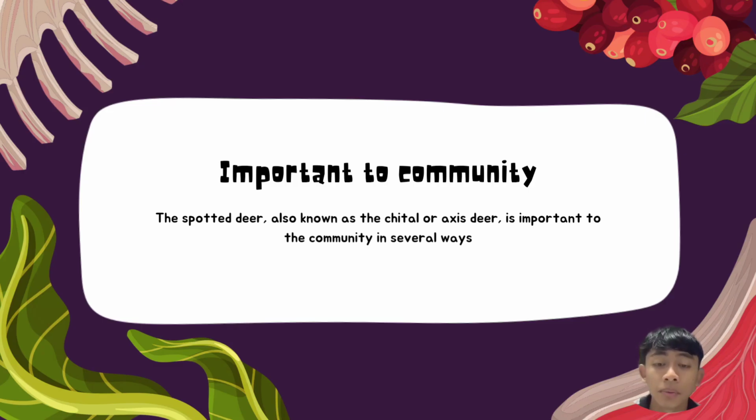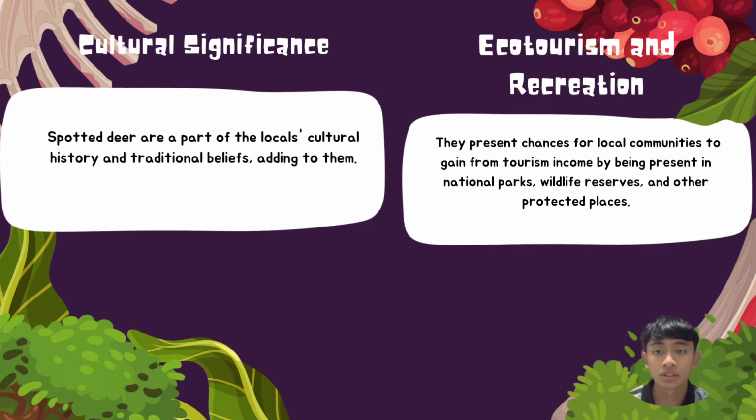So what is important to the community? The spotted deer, also known as the chital or axis deer, is important to the community in several ways. First, we have cultural significance. Spotted deer are a part of the local cultural history and traditional beliefs attached to them. Next is ecotourism and recreation. They present chances for local communities to gain from tourism income by being present in national parks, wildlife reserves, and other protected places.